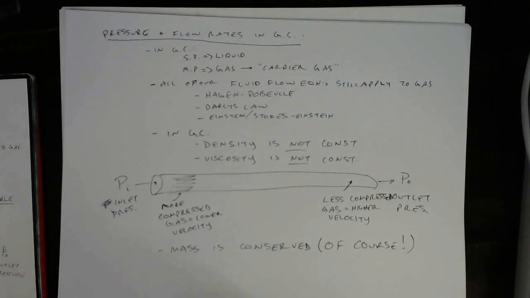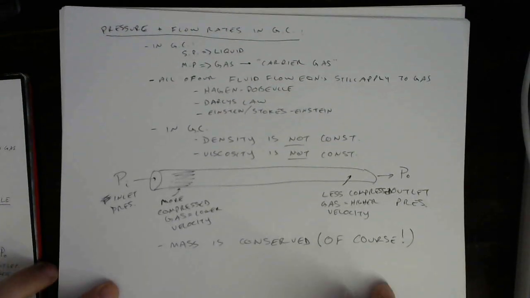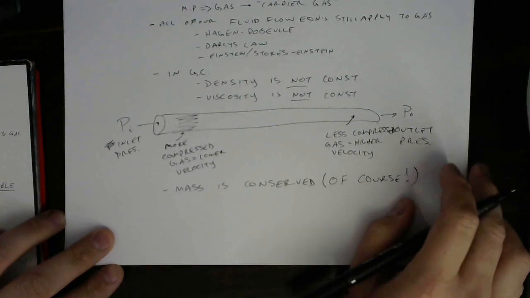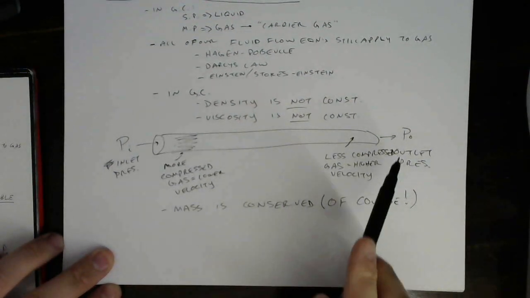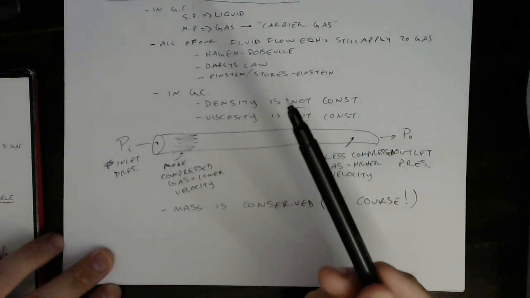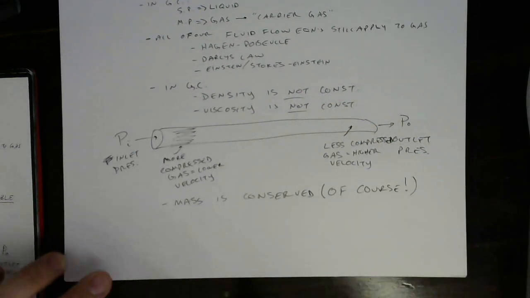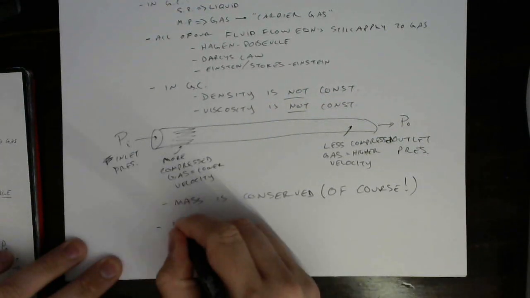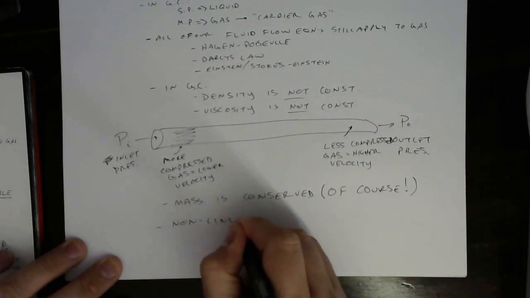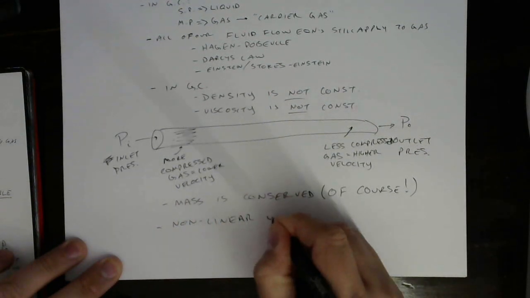What that sets up is... I'm continuing on here under the assumption that you guys can read all this stuff from my smaller marker. I hope that's a good assumption. But what this sets up is a non-linear velocity profile.